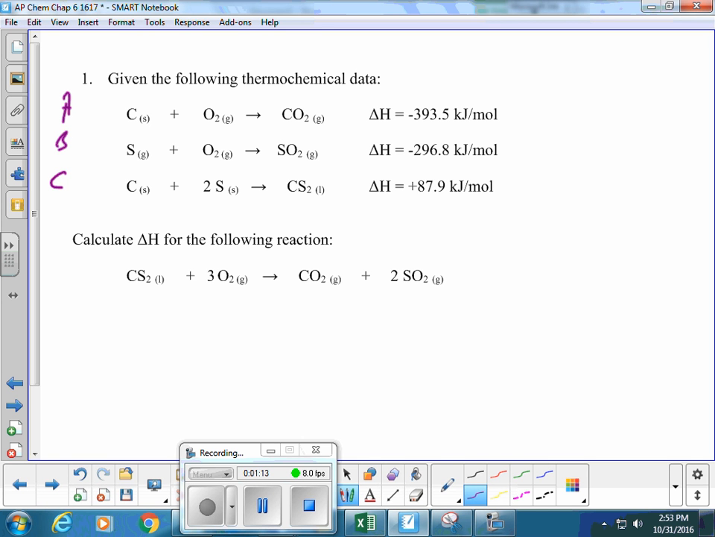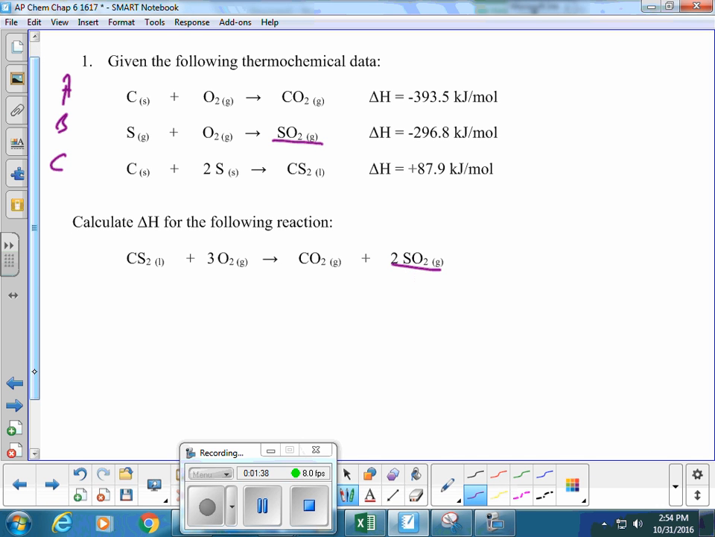It's kind of like a little problem-solving algebra here. There's not a particular order you have to do this in, but for example, I see that we have SO2 as a gas up here and down here, and that's the only place in A, B, and C that SO2 occurs. So I'm going to use the equation where I've got SO2 as a product to come up with SO2 as a product over here. So I'm going to write down that equation.